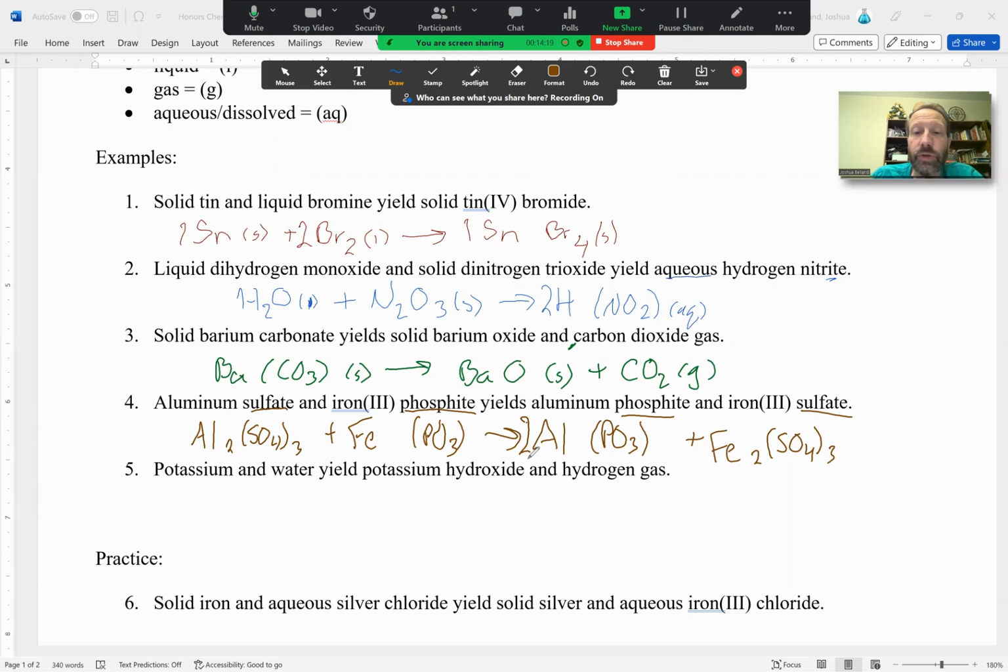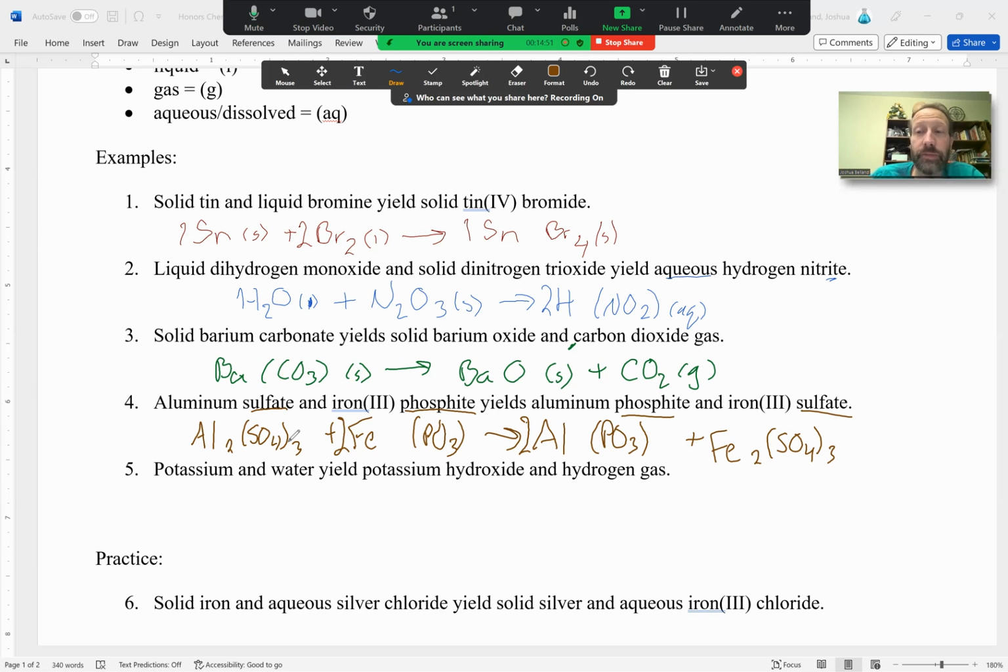So yes, I have 2 aluminums here, but now I also have 2 phosphide groups. Over here, I only have 1 phosphide group, so I'm going to put a 2 there. Now I have 2 phosphide groups, but I also just made 2 irons. Over here, 2 irons is actually really good for us. And over here, I have 3 groups of sulfate, and on the left I have 3 groups of sulfate. So actually, it's all balanced now.